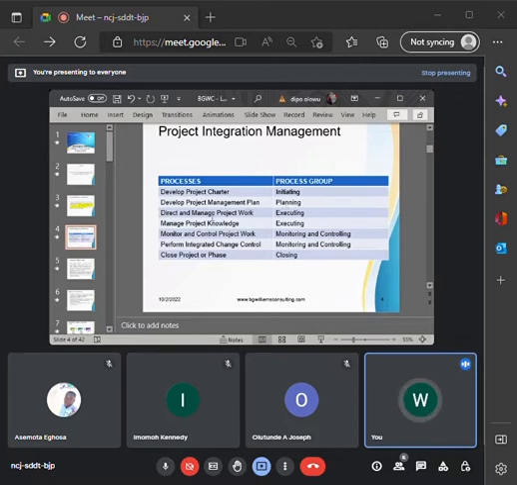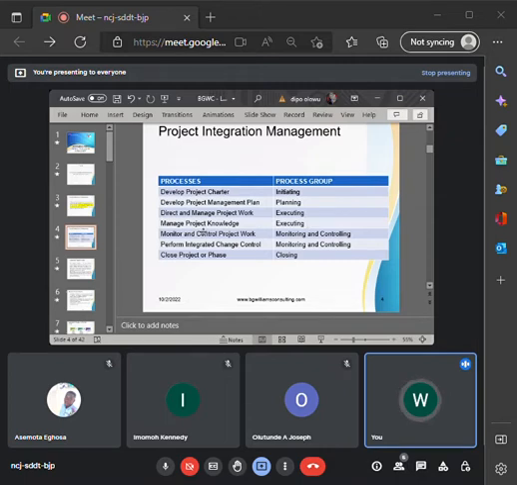Then the other process we need to consider is direct and manage project work. This is the aspect of executing, which means we are actually going to do the work that we have planned. So the project manager is going to direct and manage the work. It is done under executing. Then you also see that manage project knowledge is also done under executing.